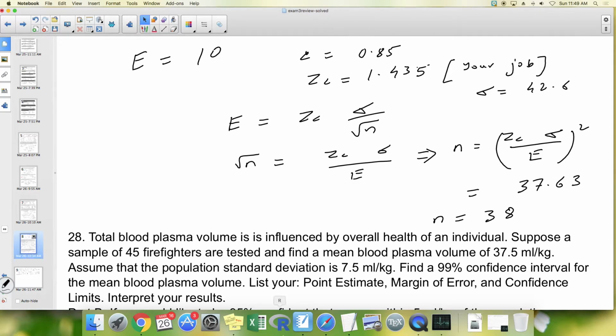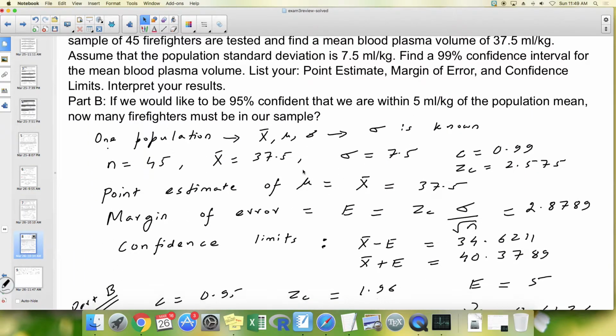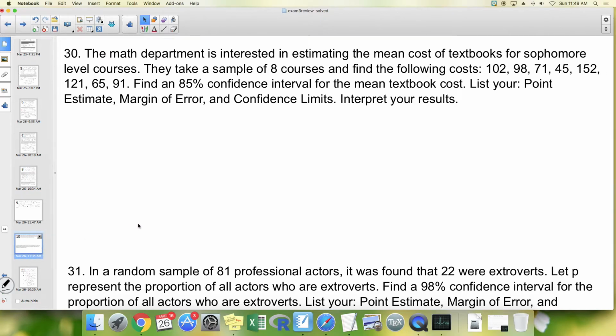There is a part B to this problem. If we would like a 95%, sorry, oh, I'm sorry, there is no part B. So on to problem 30.